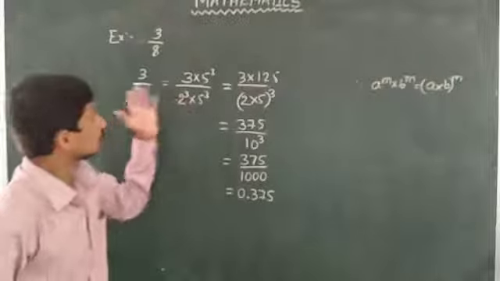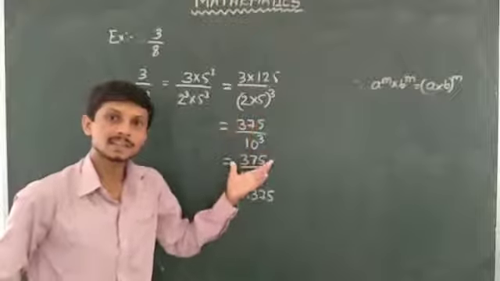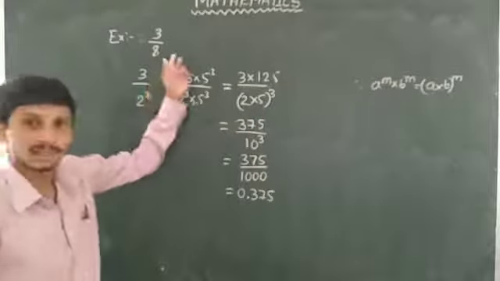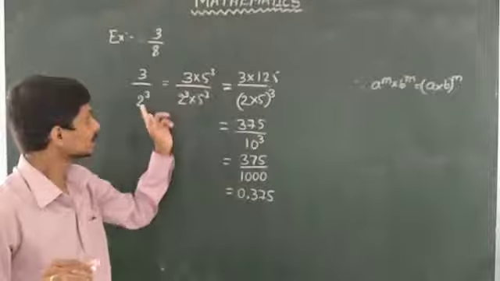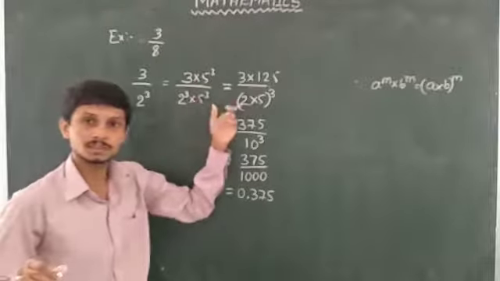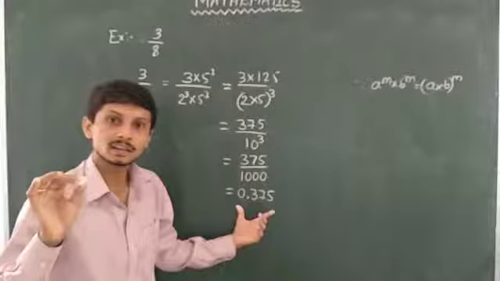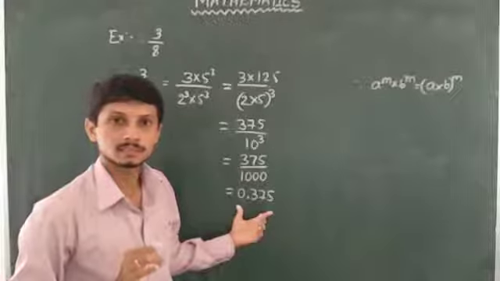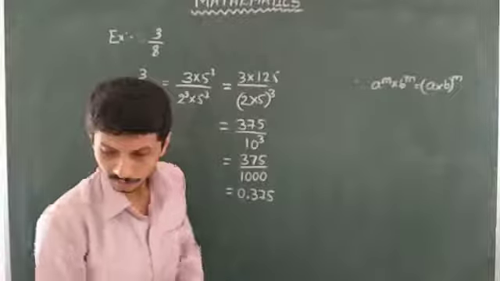Just recall theorem 1.5. So x is a rational number, 3 by 8. It can be expressed so that the denominator is in the form of 2 raised to 3 into 5 raised to 3. So that means that rational number is a terminating decimal. I hope you understood this one. So let us take another example.